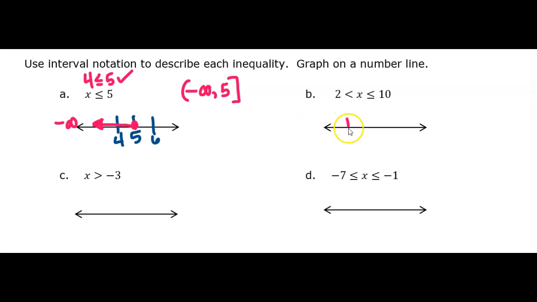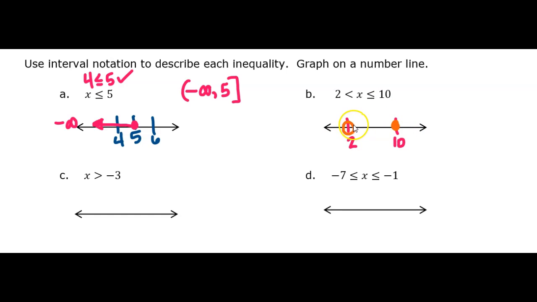So the endpoints we have are 2 and 10. So 2 is less than x. So are we including 2 or not including 2? Well, is 2 less than 2? It is not. So we are not including 2. That would be false. How about, are we including 10? Is 10 less than or equal to 10? Yes, it is. It's equal. So we are going to include 10.